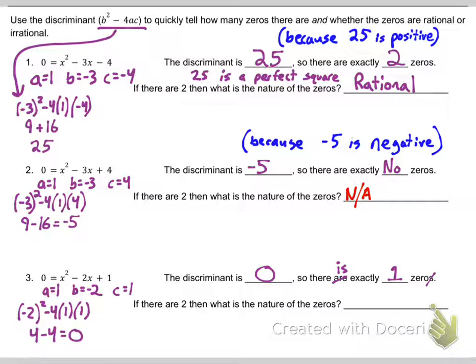If there are 2, what is the nature of the zeros? We don't need to write that. Well, what we could say is they're actually rational because when you add 0, there's no square root in it anymore. So it is always going to be rational when the discriminant is 0.